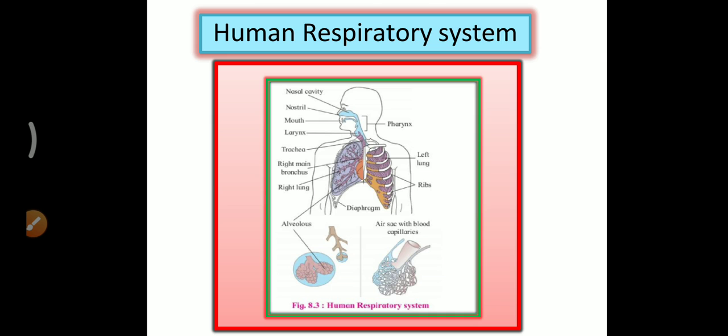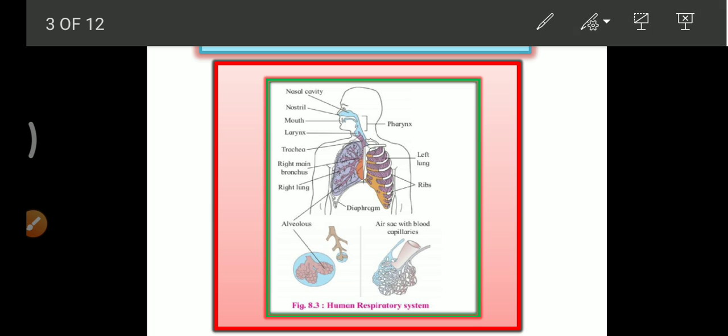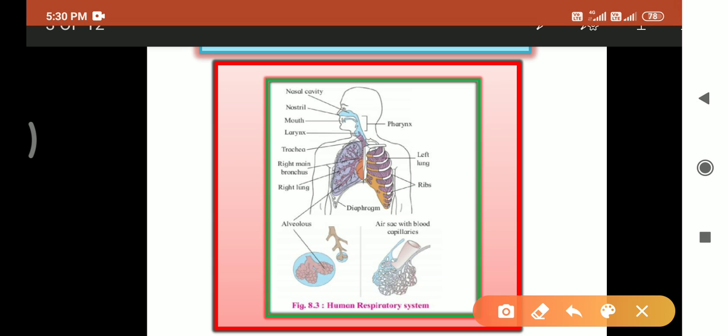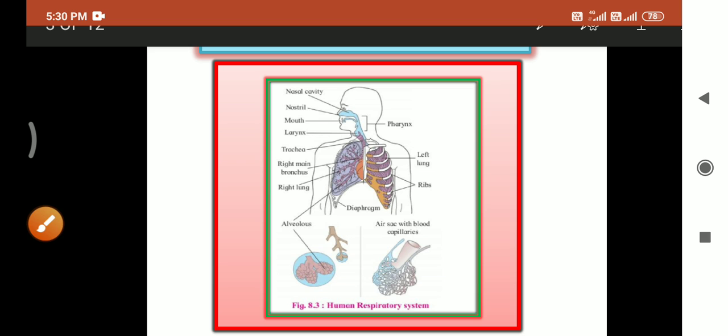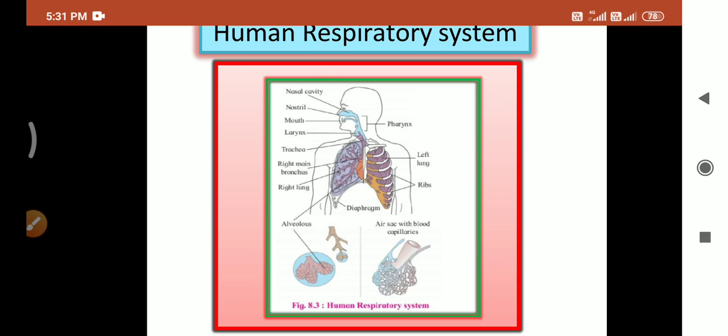Now, when we talk about the human respiratory system, there are a few organs which all together form the human respiratory system. So, look at the different parts of the respiratory system. In this picture, you can see all these are the organs of the human respiratory system. First of all, we will learn in detail about all the respiratory organs.